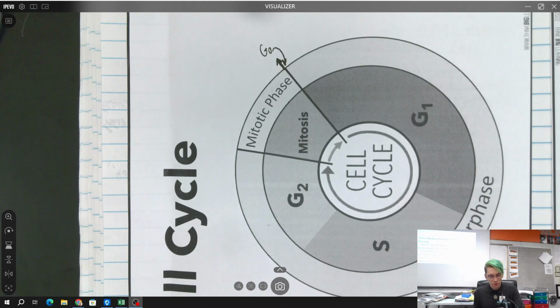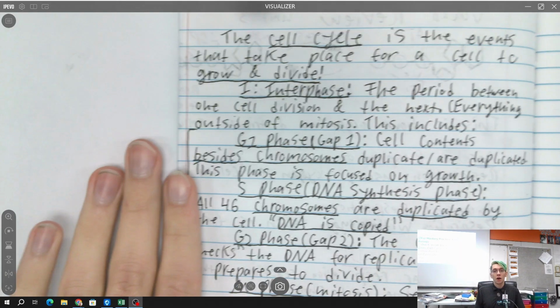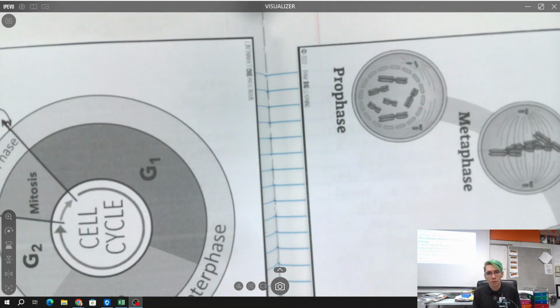So, first big thing, this is basically the majority of our unit in 2 pages. And you can honestly fit it on one, but I split it into two just so we can have a better breakdown of it. So this is cell cycle and mitosis, which is part of that cycle.